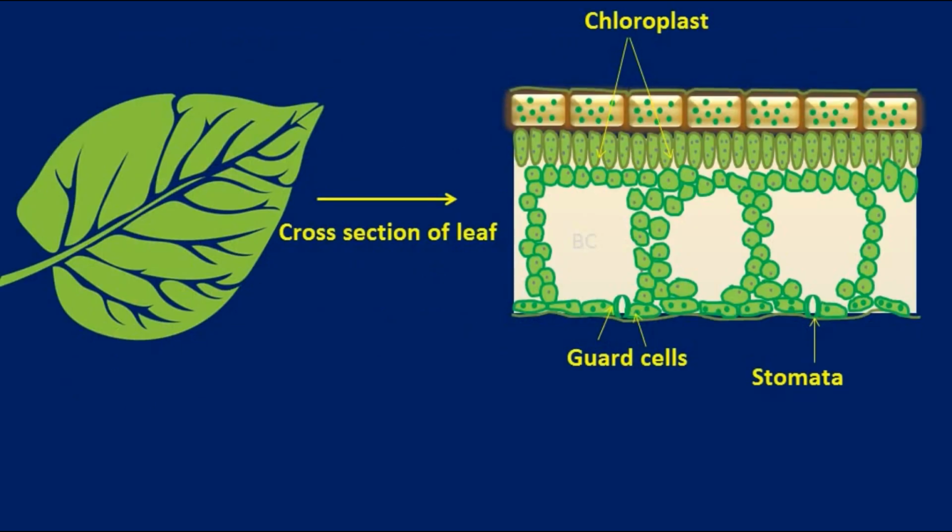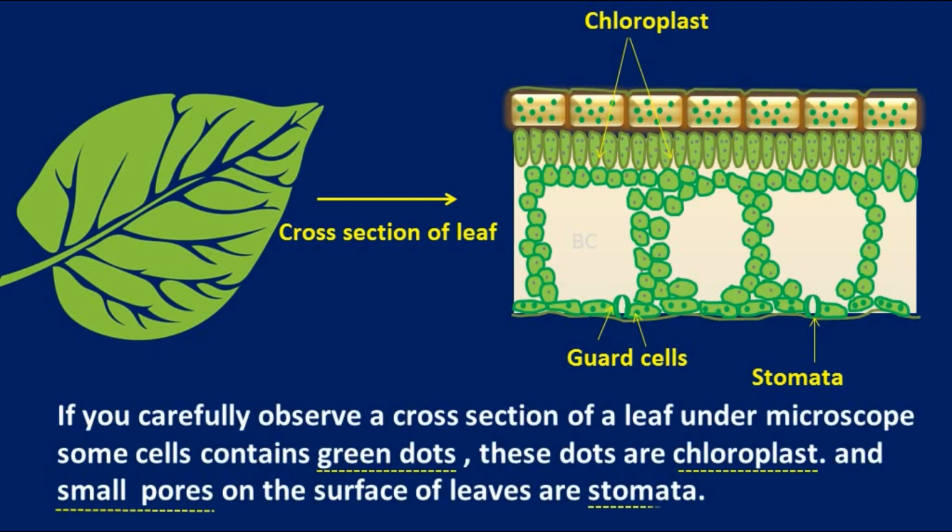See, this is the green leaf. When we take the cross section of the leaf, we can see this type of structure. In this structure, we can see green dots in some cells. These green dots are known as the chloroplast. Some small pores are present on the surface of the leaf. These small pores are known as the stomata.